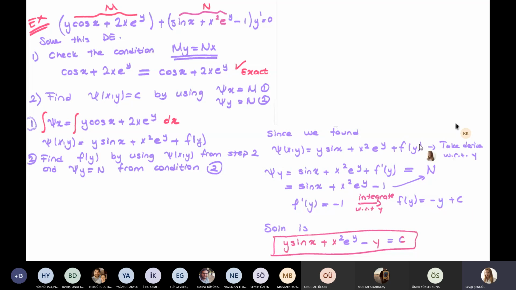And now I am going back to this general solution. Now my solution is y sine x plus x squared e to the y, and instead of f of y, we have minus y equals c, or plus c equals 0. It doesn't matter how you write it. And this is your solution.